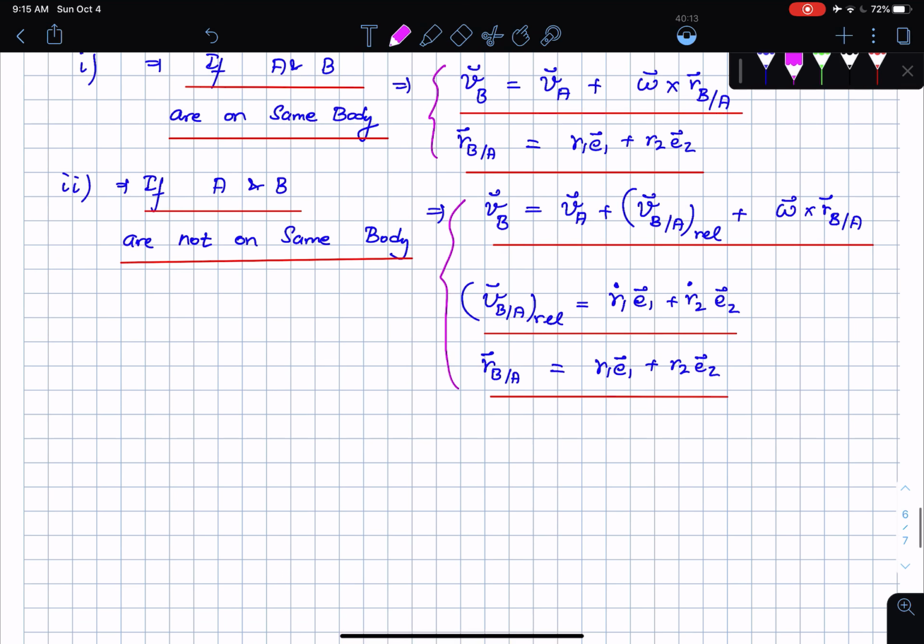Okay, so the most general expression is the expression that I have drawn here. So this is the most general case for velocity analysis.